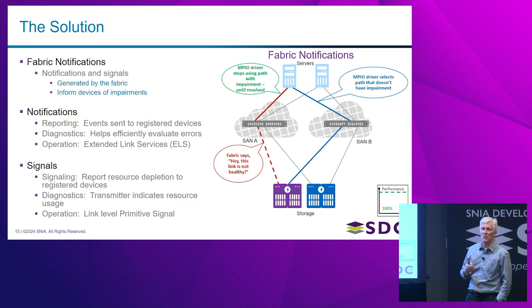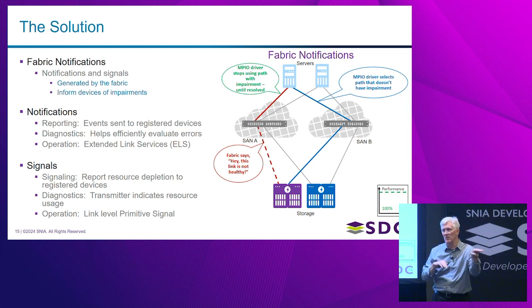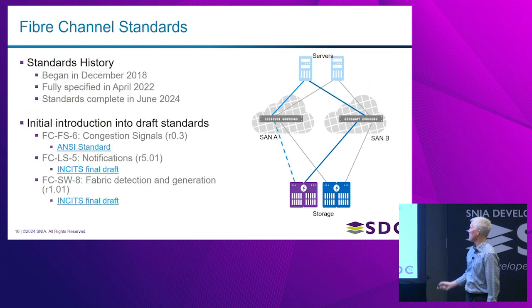There are 2 mechanisms that were designed as part of that architecture. The first one was, I'll call it, a software mechanism, and the second one was a hardware mechanism. The notifications use ELSs, or extended link services, to send these notifications up, and then the hardware between 2 endpoints can actually send a character across to each other to say, hey, there's a problem here.